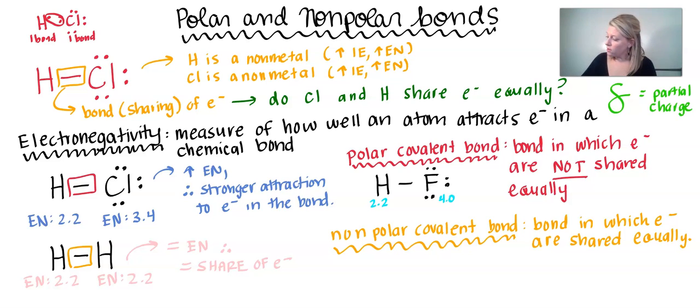And so our partial negative lies to the side where fluorine is. Again, fluorine is holding on to those electrons, which carry a negative charge, a little bit more than the hydrogen. Hydrogen, therefore, carries a partial positive charge. We don't always have to label these, but it is going to become really important for our next lesson to really understand how to assign those partial positive and partial negative charges.